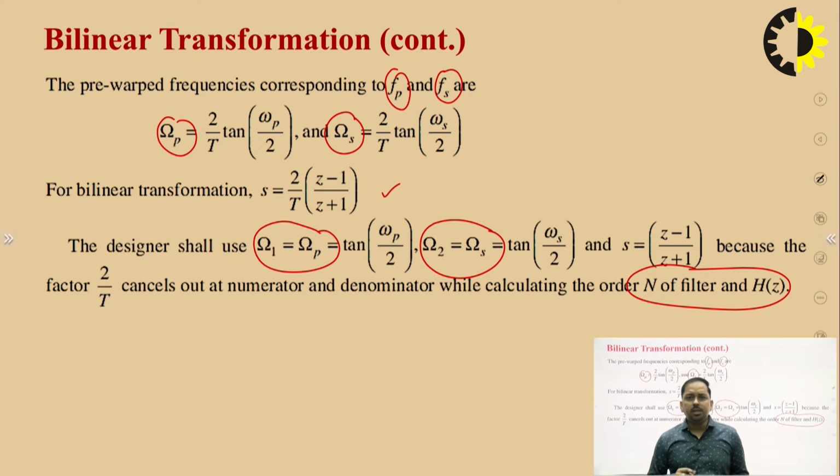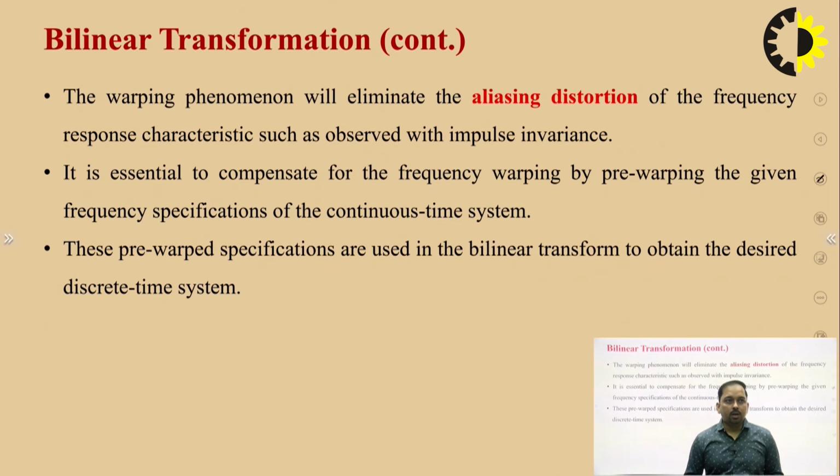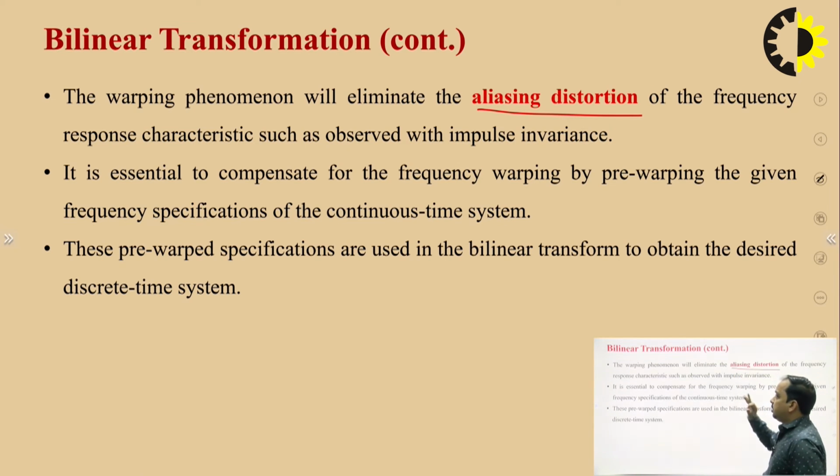So these are the key points which we need to remember while we are going to design a filter. We are going to transform a filter using bilinear transformation technique. The warping phenomenon basically eliminates the aliasing distortion which occurs generally in the impulse invariance transformation technique.